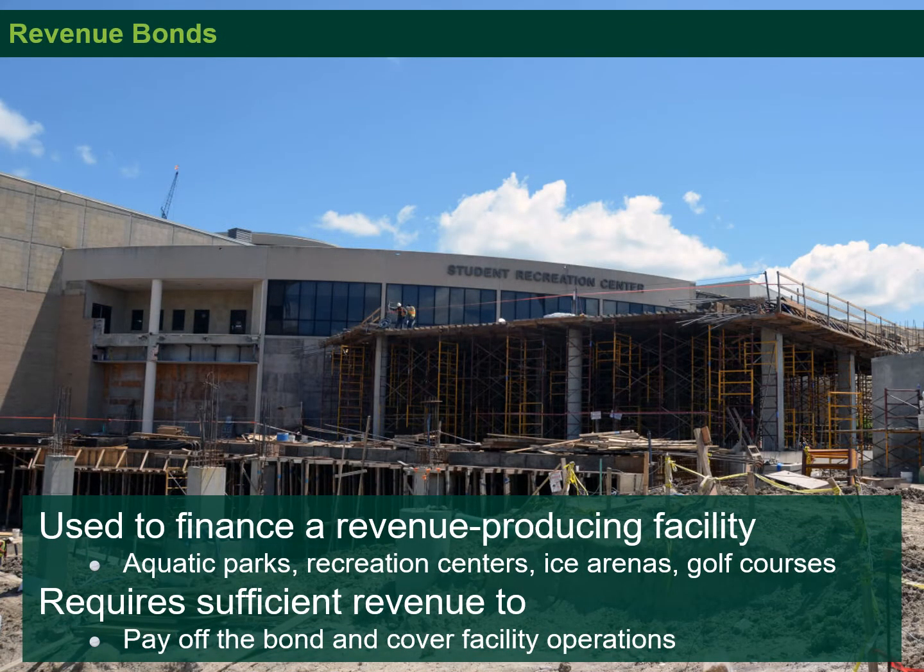If we look at revenue bonds, these are used to finance a revenue producing facility. So we can look at aquatic parks, recreation centers, ice arenas, golf courses, anything that's going to seriously accrue some revenue. So it requires sufficient revenue to pay off the bond and cover all the facility operations at the same time.